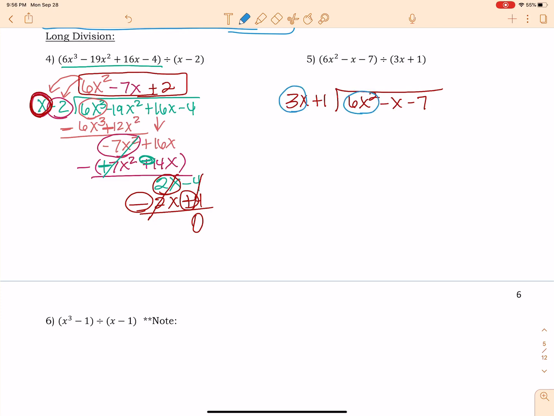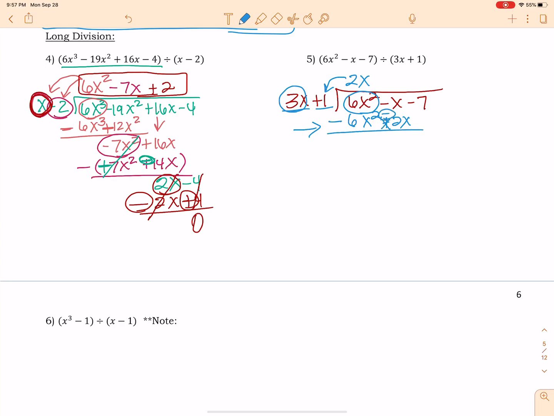3x times what will give me 6x squared? 2x. So 2 times 3 is 6. X times x is x squared. Remember, we're subtracting. Okay? And don't forget to multiply this 2x by the 1. So you're going to have 2x. So if you've got 2 terms over here, you're always going to multiply it and get 2 terms down here as well. All right, so subtraction here.